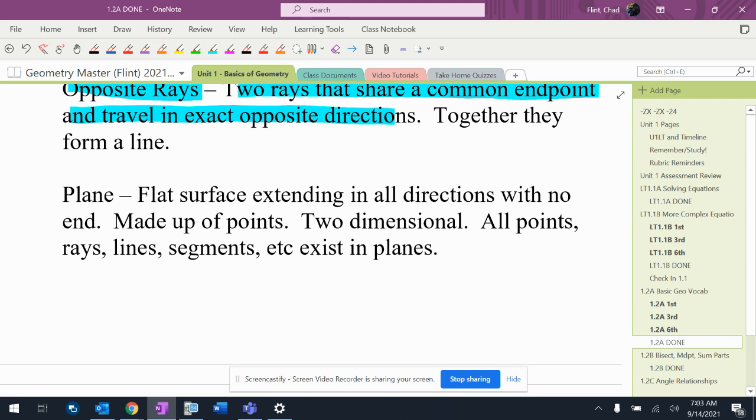Plane, another thing that, if we were really getting into geometry deeply, would be important. We will probably never talk about a plane ever. Maybe a little bit in three-dimensional geometry later in the year, but a plane is a flat surface that extends in all directions. All right, it doesn't have any sides, any ends.